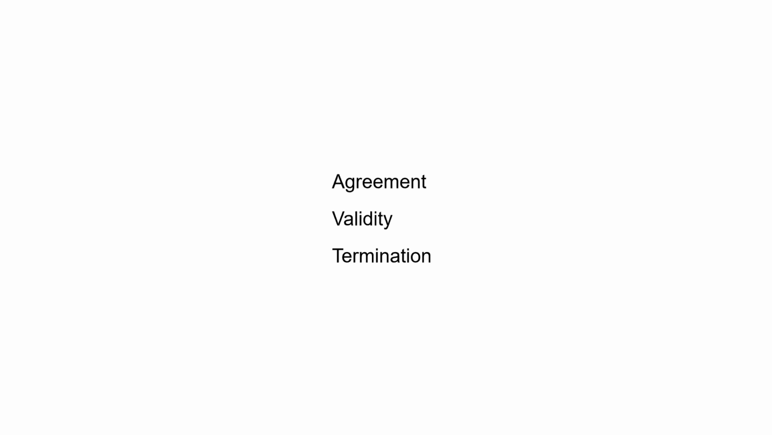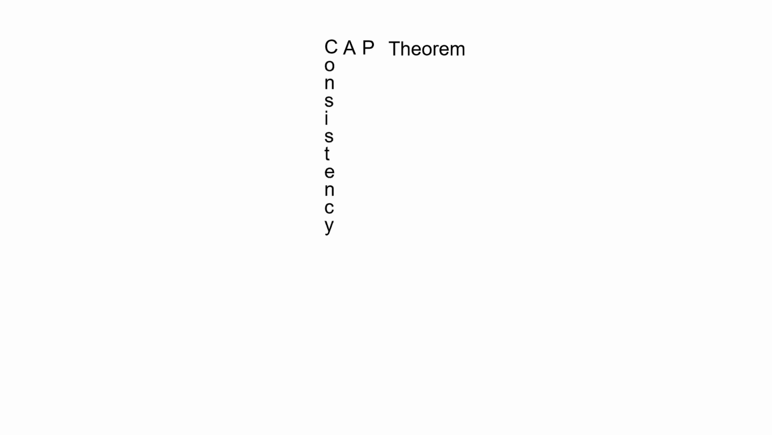Another important theorem for consensus algorithms is the CAP theorem. An algorithm cannot provide more than two of the three following properties: consistency, availability, and partition tolerance.